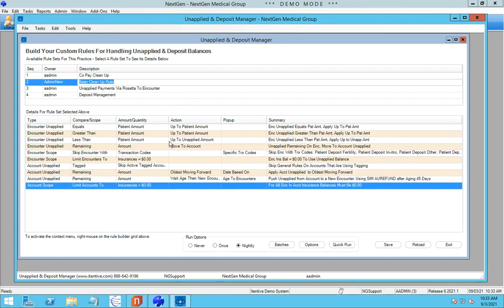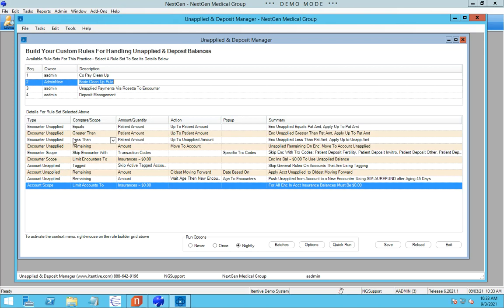The more common case we run into is the need for a cleanup of their unapplieds. So the practice may have tens or hundreds of thousands of dollars of money sitting out there in unapplied, and they're on a mission now to get that money out of unapplied, take it down against the line items, and maybe even, if they can't use the money at all, refund it back.